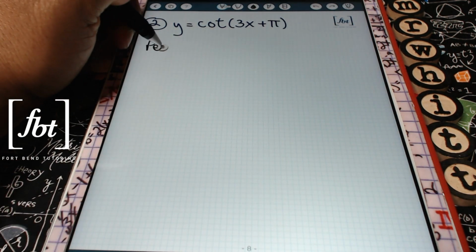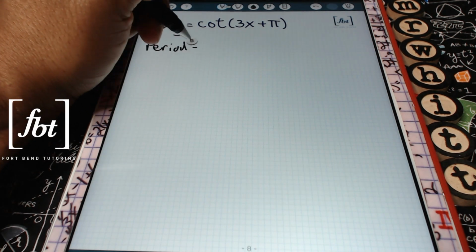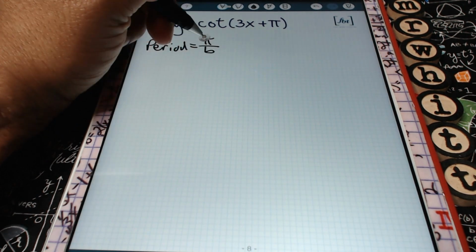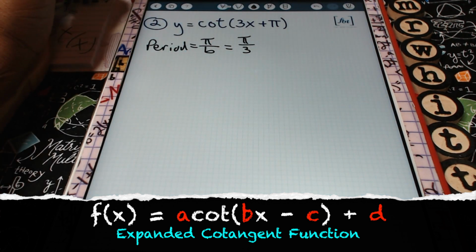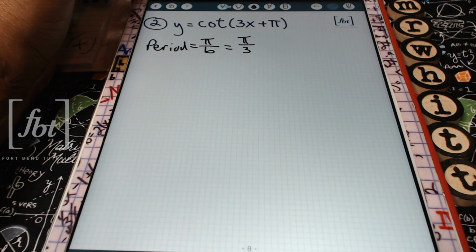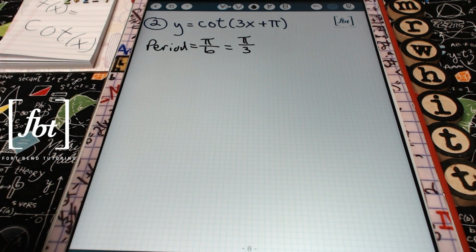And remember that your period is the quotient of pi and the coefficient b. So we'll end up with pi divided by 3, which is pi over 3. There you go. There's your period. And we'll go ahead and find out our vertical asymptotes next.